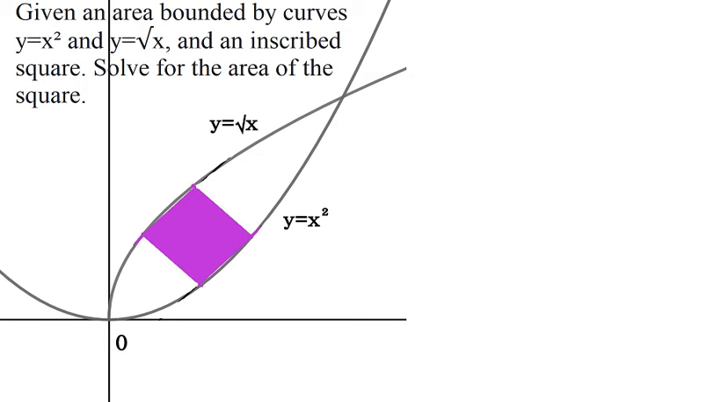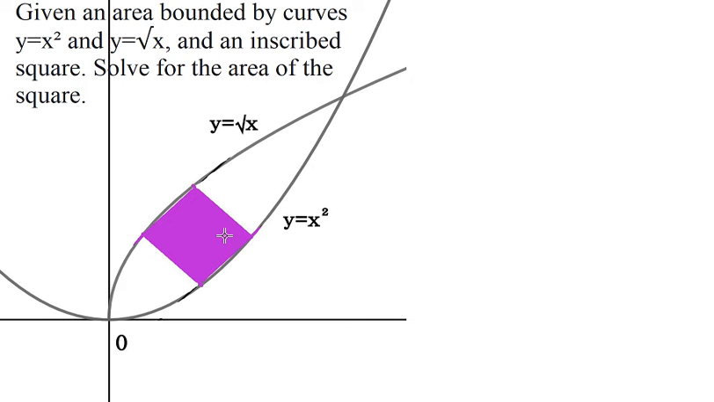The topic today is about the application of the derivative, given an area bounded by the curves y equals x to the power of 2 and y equals the square root of x, and an inscribed square. So for the area of the square in here, this is about the graph between y equals the square root of x and y equals x to the power of 2. Now I will show you the technique of how to answer the question.